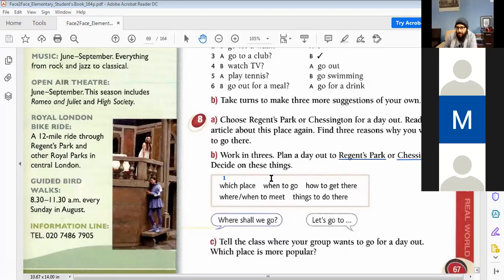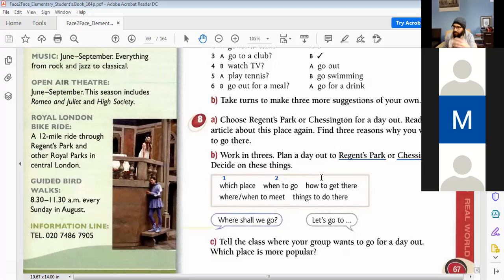Of course, if I ask Rana, where shall we go, and she replied, let's go to Chessington, then Rana has the option, if she agrees, to say yes, that's a good idea, that's okay. But if she doesn't like the idea, she can say I'd rather go to Regent's Park. She gives the alternative, for example.